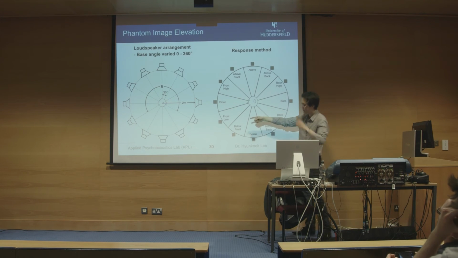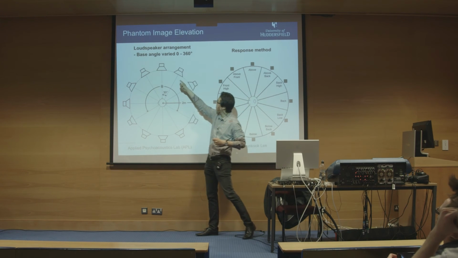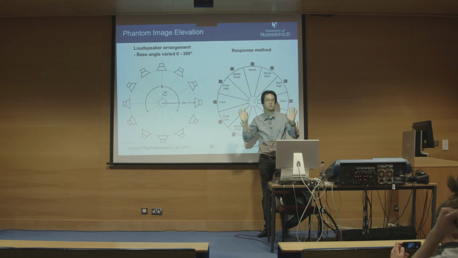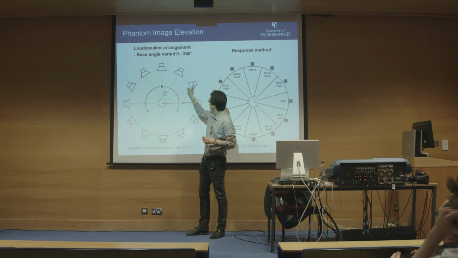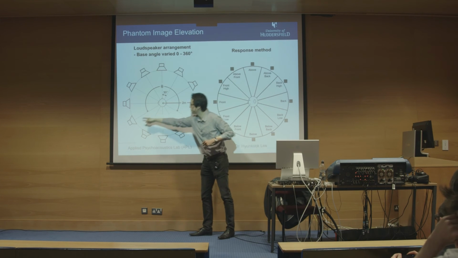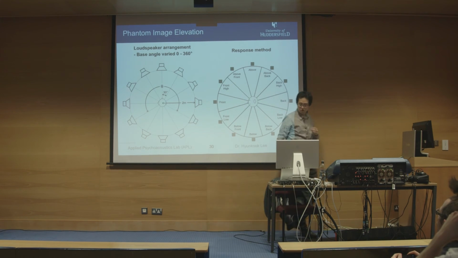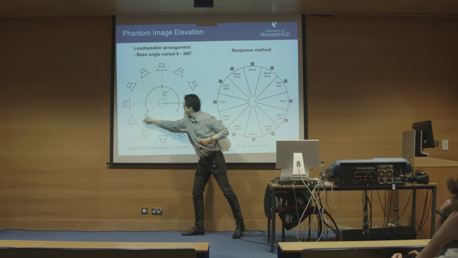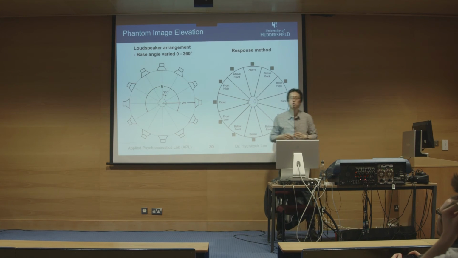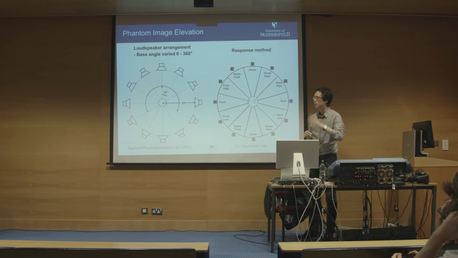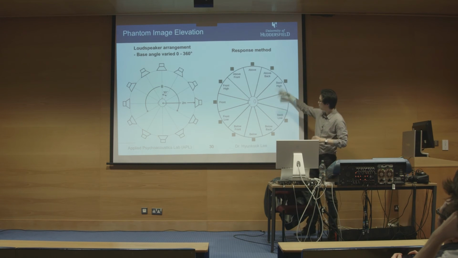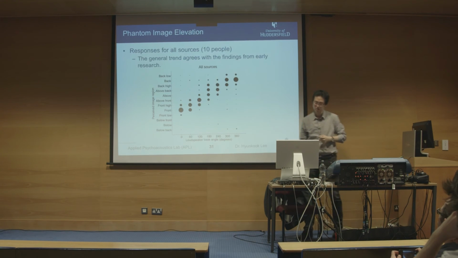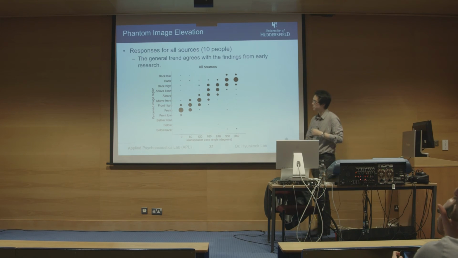And this is the loudspeaker layout. So we varied the loudspeaker base angle from 0 degrees to 360 degrees. So mono center, the normal 60-degree loudspeaker setting, 120 degrees, 180 degrees, 240 degrees, and so on. The 240-degree base angle condition is in the range of the ITU-R 5.1 surround rear speaker position. So this is the response method we used. Basically, there are 12 regions, and people just pointed to where they heard the sound reproduced from the specific speaker condition. So this is the overall result, including all sources.